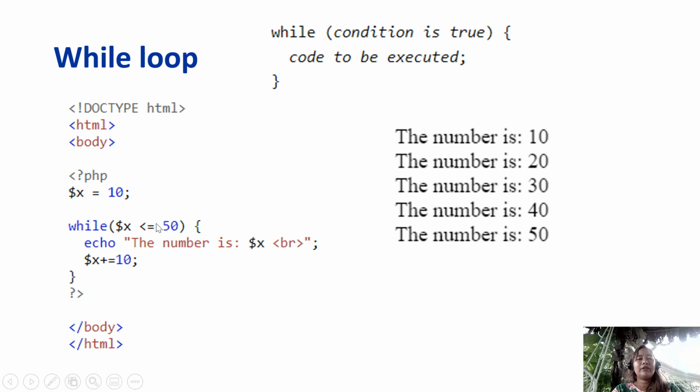Now, imagine if you are checking a condition here, and within your while statement, there is no way of changing the value of x so that at some point in your code it becomes false. Say for example, if you're not changing the value of x here by increasing it by 10, the value of x will be exactly the same as it was from the very beginning. It will just be 10 all the time. So there's going to be an infinite loop.